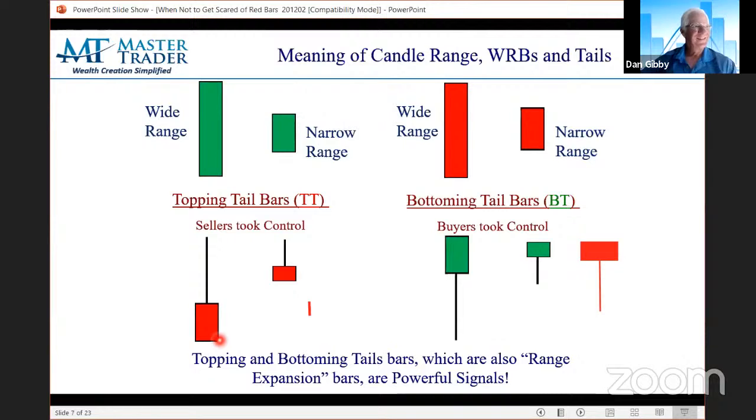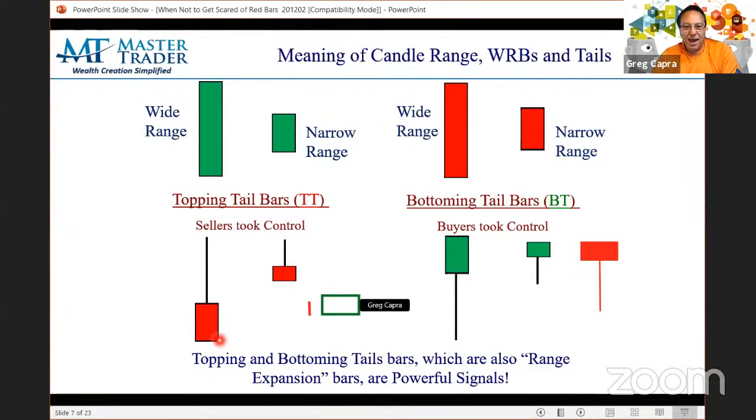I do. So Trevor asks, can you have a red bottoming tail bar? Of course. It's just the difference between the open and the close. This closed below the opening price. Now, if prices were going down and you got that, I kind of like it even better to trade above that bar's high as a trigger.